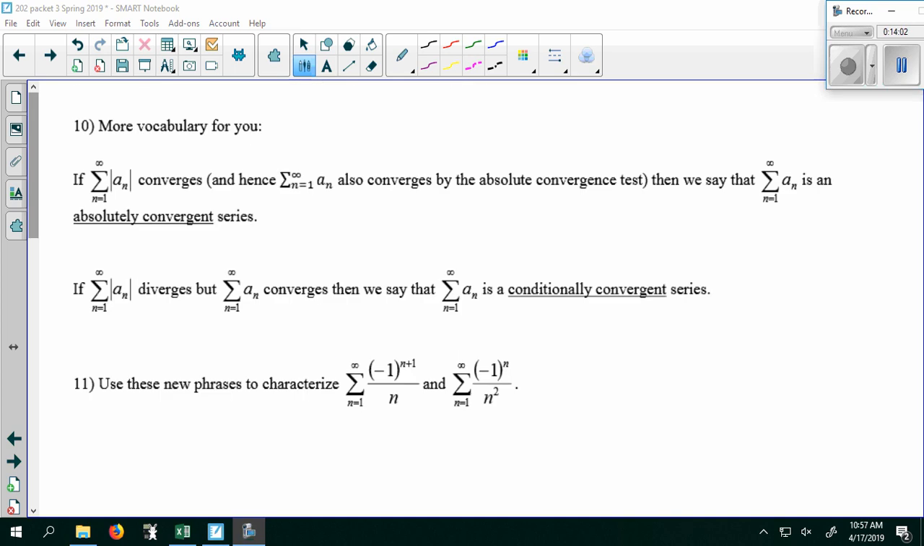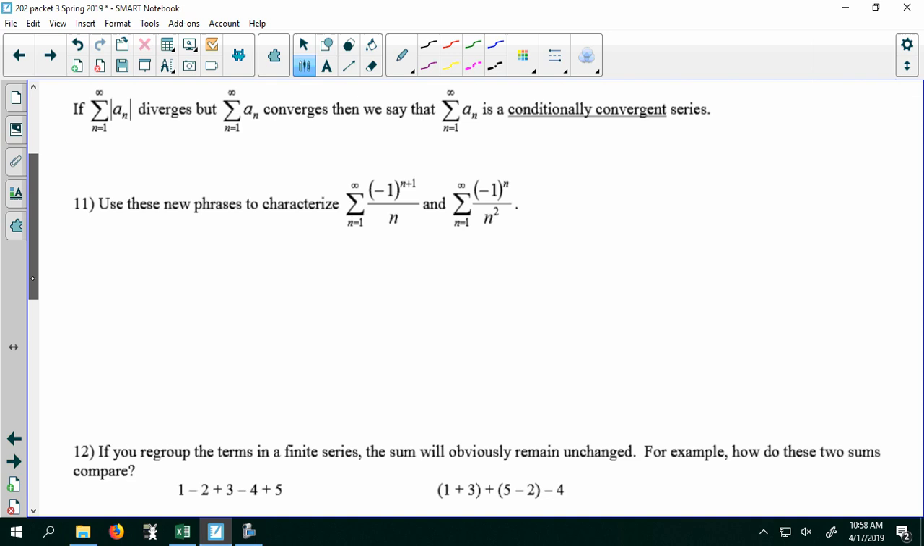Okay, a little more vocabulary. If the sum of the absolute value of the terms converges, which means that the alternating version, where some terms are negative, also converges, then we say that the sum of a sub n is an absolutely convergent series. It converges as is, and its absolute value sum converges. So we call it absolutely convergent. If the sum of absolute values diverges, but the sum where the signs are alternating converges, then we say that the alternating sum is conditionally convergent. So it converges, but its absolute value does not.